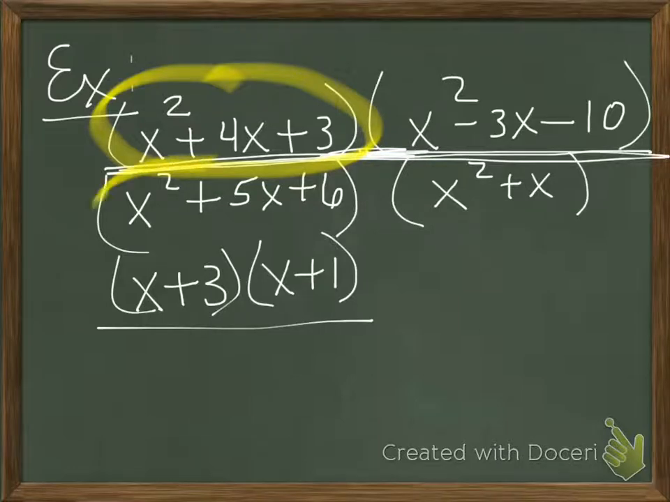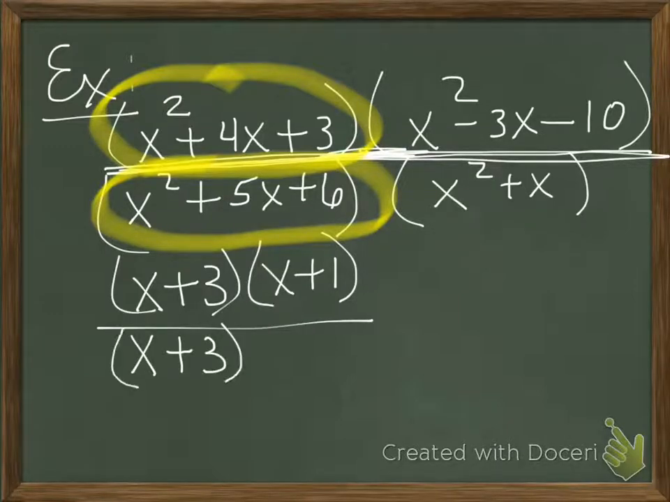Now I'm going to factor x squared plus 5x plus 6. What multiplies to give me 6 and adds to give me 5? How about 3 and 2? Okay.